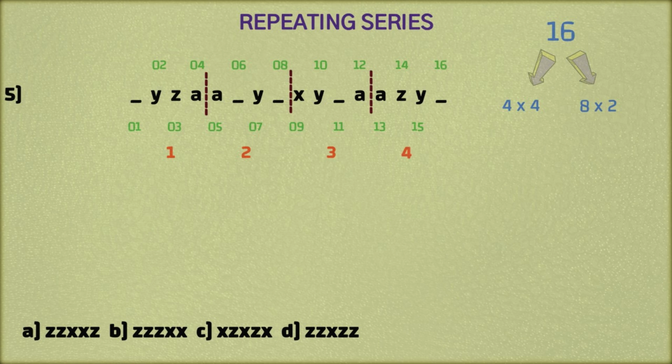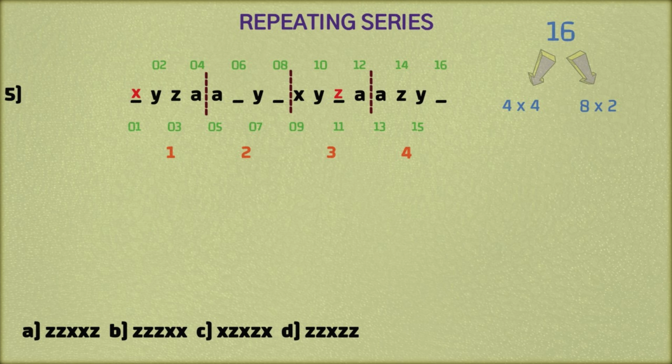Now, if we take a look at first and third group, they are quite similar in nature. Same goes for second and fourth group. If the first and third groups are similar, then the first blank space would be taken up by the letter X, and the blank space in the third group would be taken up by the letter Z. So we have XYZA in first and third group.